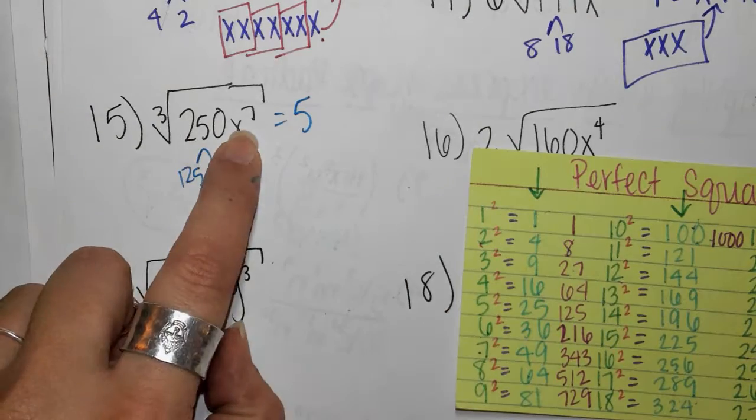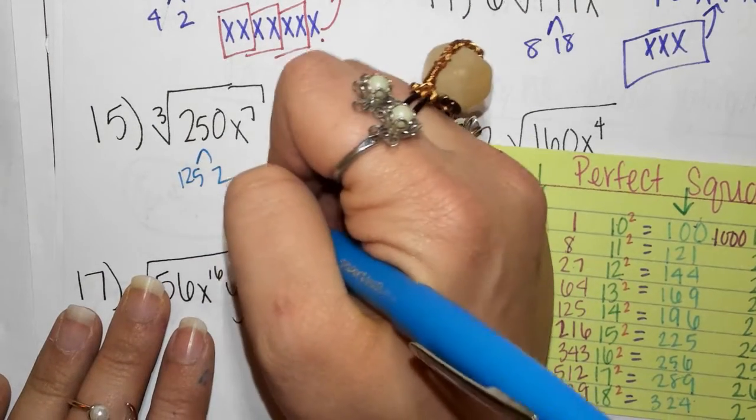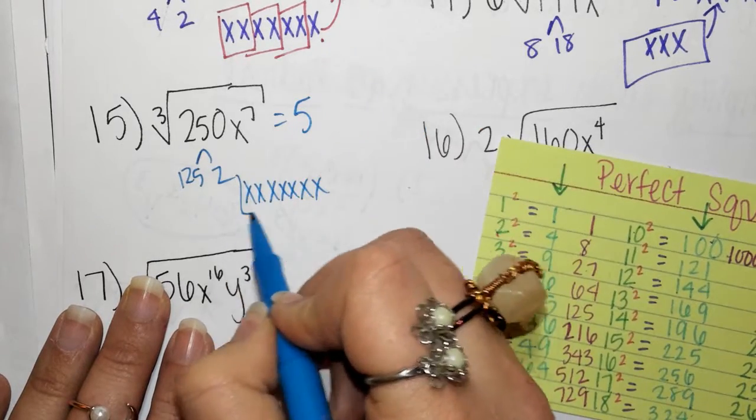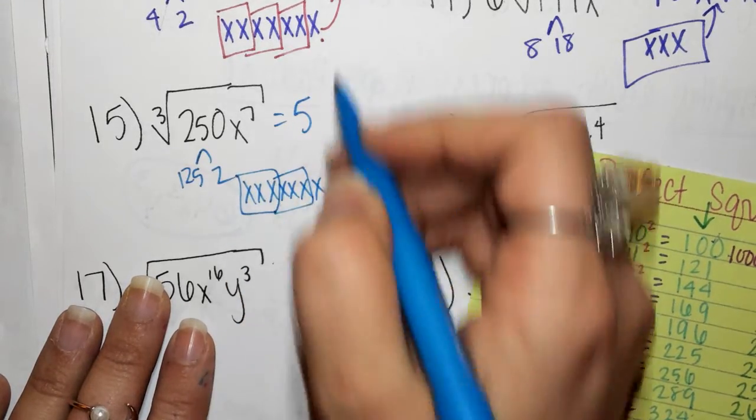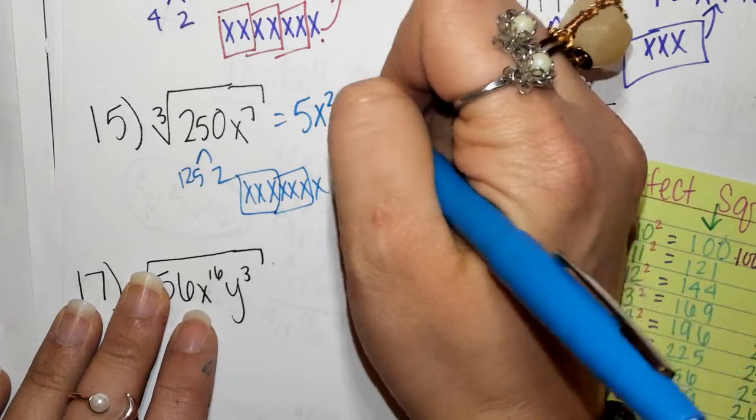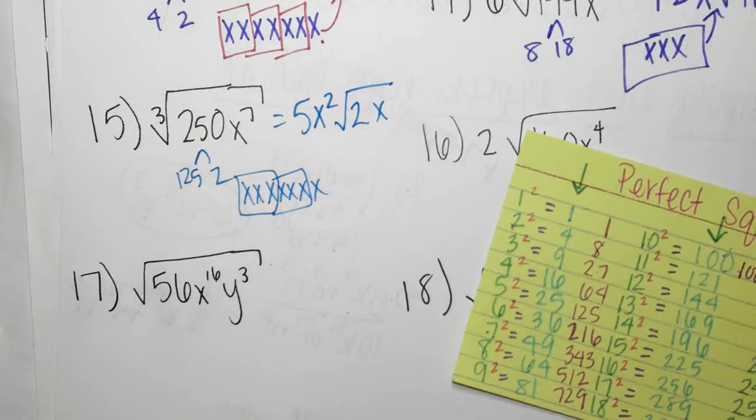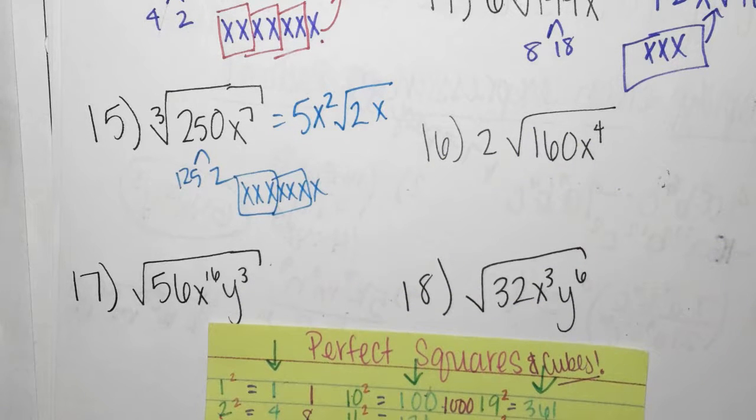Alright, now 3 goes into 7 how many times? 5, 6, 7. 2 times with 1 left over. So 2x. This 2 is left, so he goes with the x in there. If you got it right, give yourself a check.